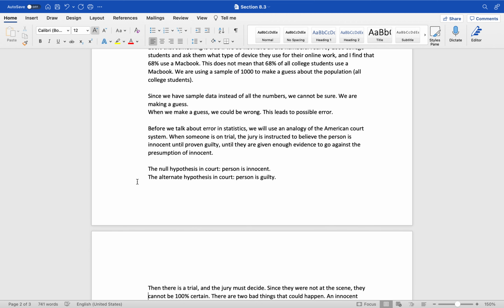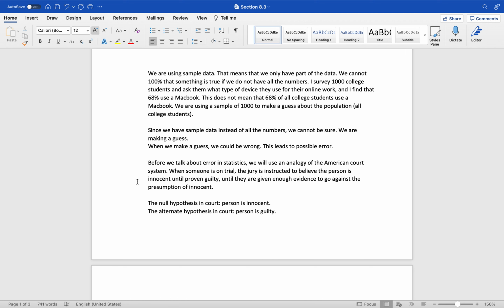Remember, we're using sample data. That means we only have part. We can't be 100% sure. If I survey 1,000 college students and ask them what device they use, and I find 68% use a MacBook, that doesn't mean 68% of all college students. Since we have sample data, we cannot be sure; we're making a guess. When we make a guess, this could be wrong, and that leads to error.